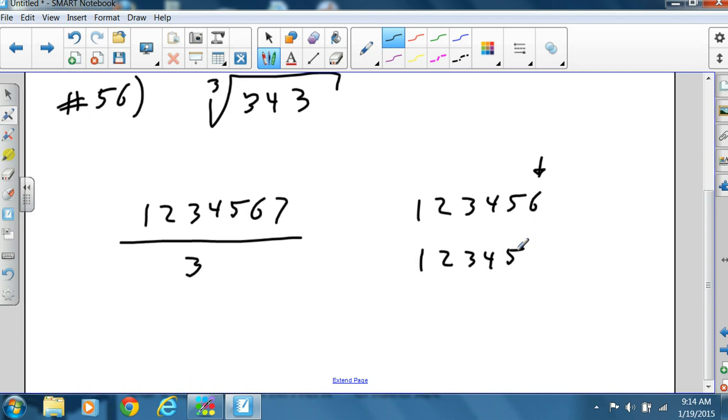Yes, because it ends in a 5. 1, 2, 3, 4, 0. Is that divisible by 5? Yes, because it ends in a 0.